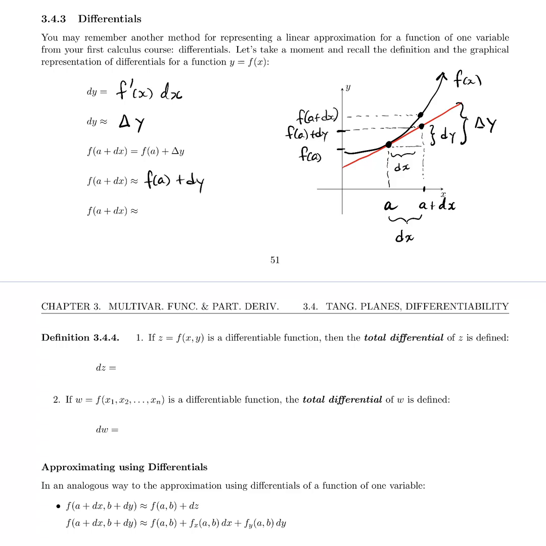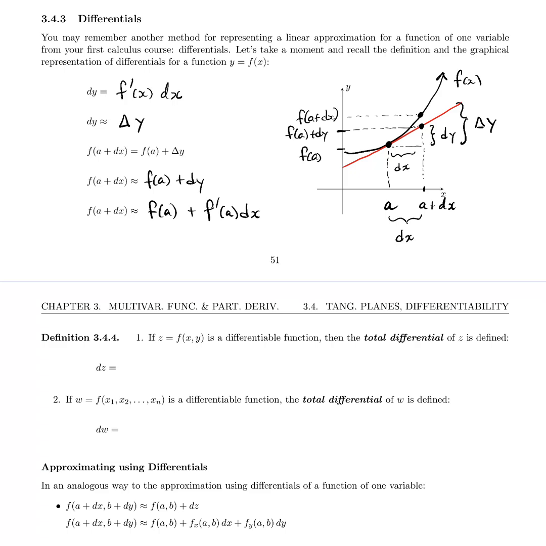And since dy is defined as f prime of x times dx, and we're at a point where x equals a, this is f of a plus f prime of a times dx. And that is a differential approximation for a function of one variable. Now we're going to look at multivariable functions and define analogous differentials and analogous approximations using them.